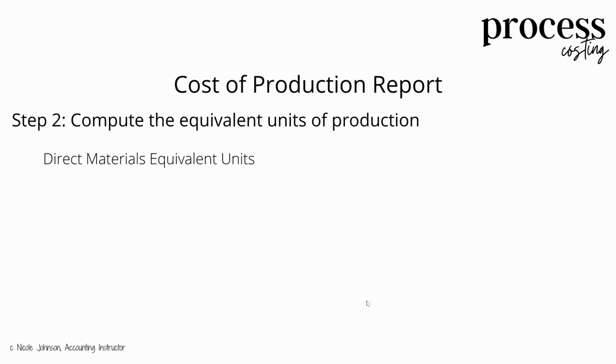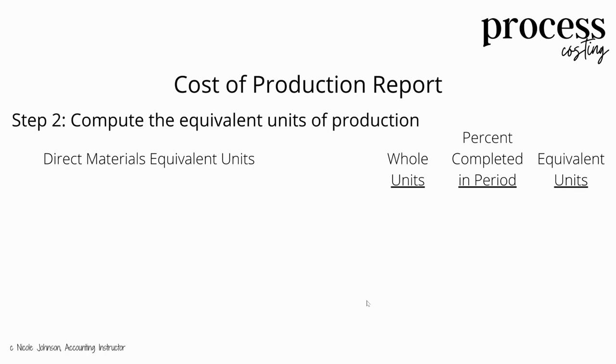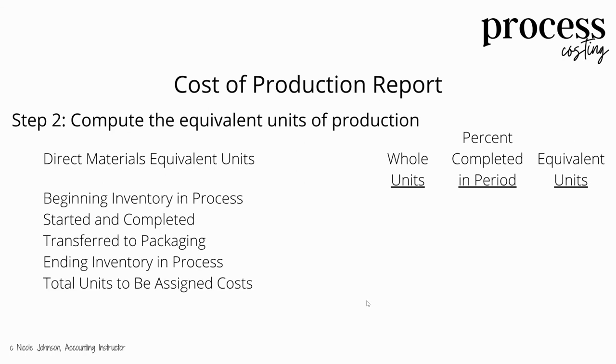So let's look at the direct materials equivalent units. When we do this, we take whole units, we take the percent completed in the period, and we determine the equivalent units. We will have a few different items that we'll be working with on this. We have beginning inventory in process, that was group 1. Started and completed, that was group 2. We have what is transferred to packaging. We have our ending inventory in process, which is group 3, and total units to be assigned costs.